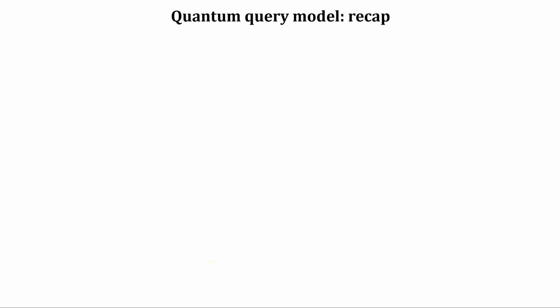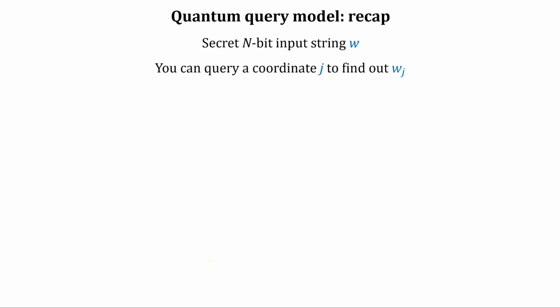So the quantum query model is a model in which many quantum algorithms work. And the way you can think about it is that there's some secret input string, w, which is capital N bits long. It could be from a larger alphabet, but we'll focus on strings of bits. And you can query any coordinate j you want to find out what is the jth bit of the input, w sub j. In fact, you can query superpositions of the coordinates, because it's the quantum model, of course.